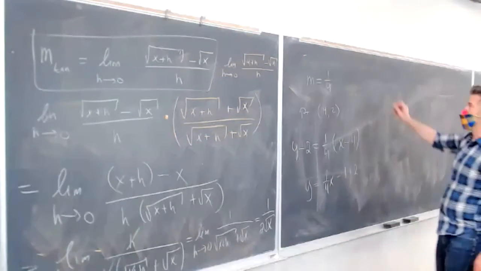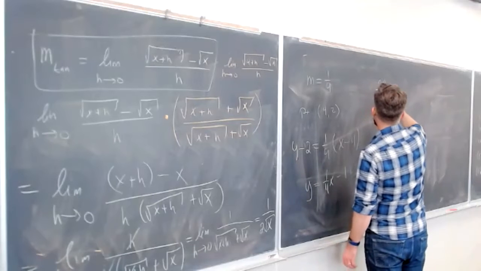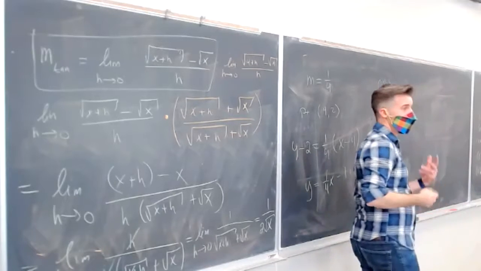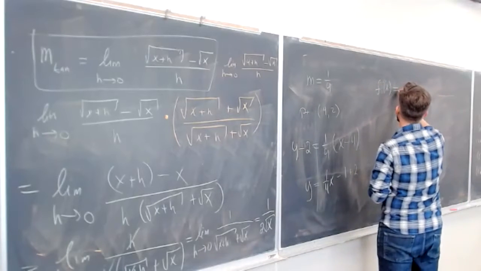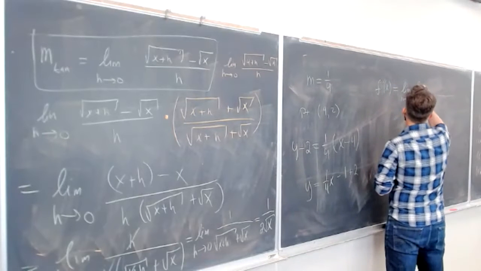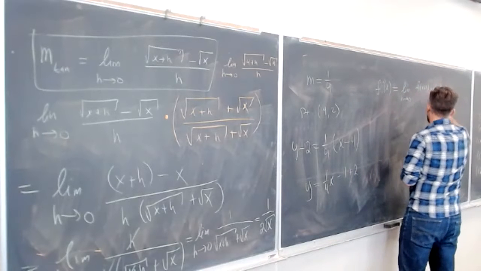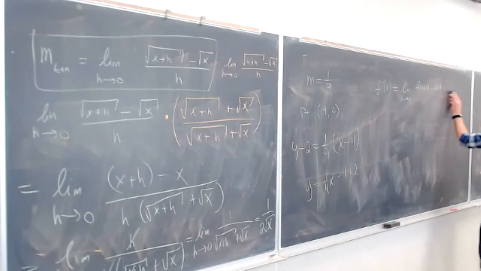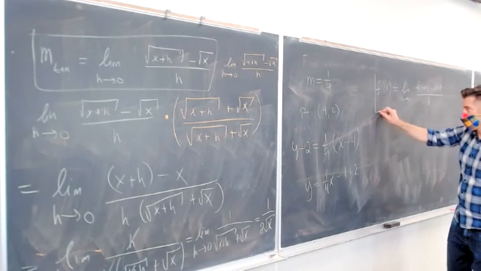So, I'm going to say it again: the slope of the tangent line of a function is the derivative of the function at that point. And it's defined to be the limit as h goes to 0 of f of x plus h minus f of x, all divided by h. And you should definitely memorize this.